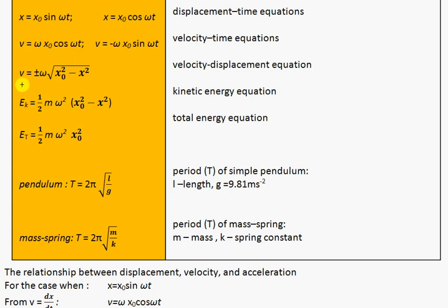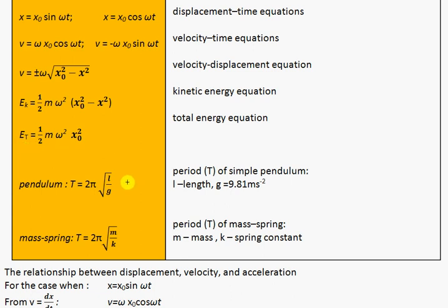Relation between velocity and displacement is given by this formula. Kinetic energy, the link between kinetic energy and displacement is this formula. Total energy is constant, this formula.